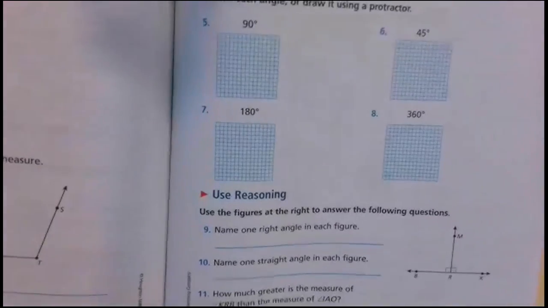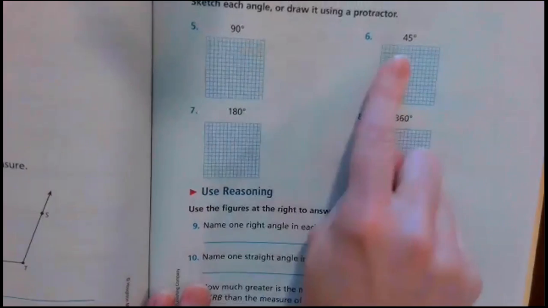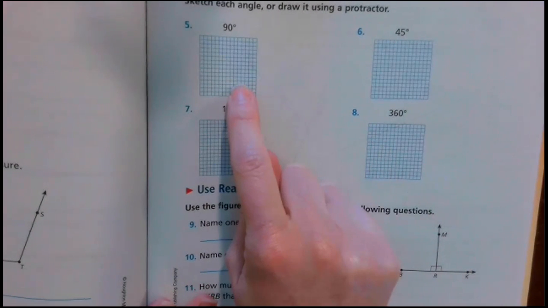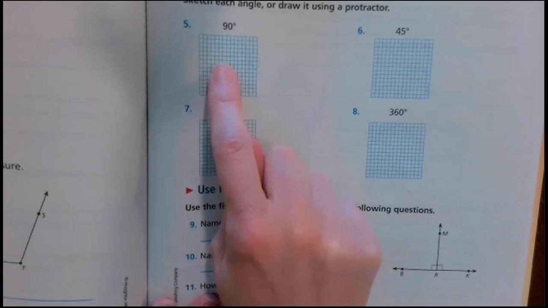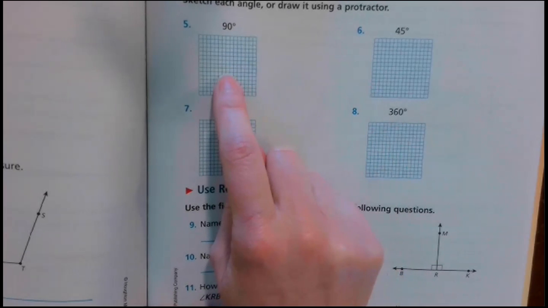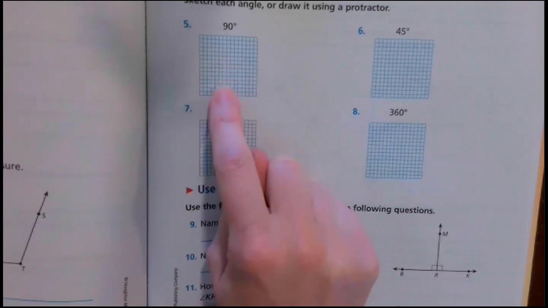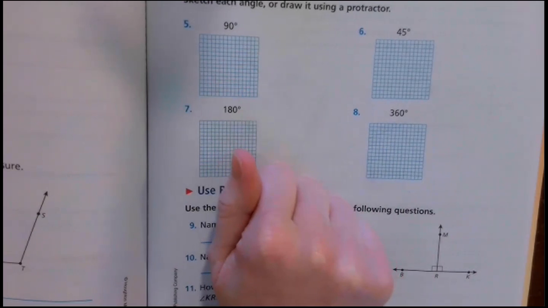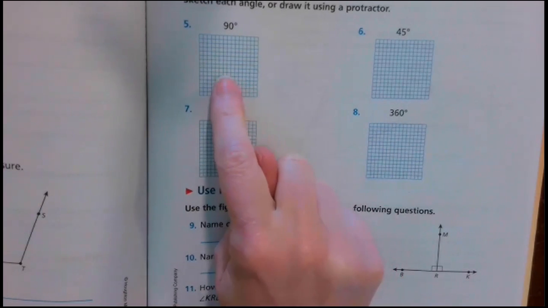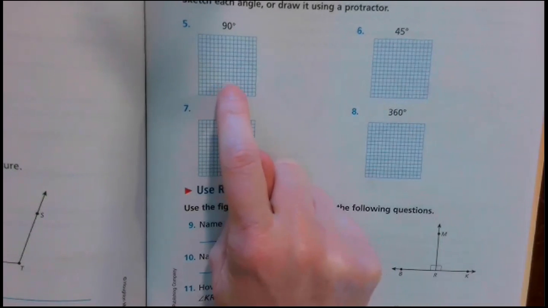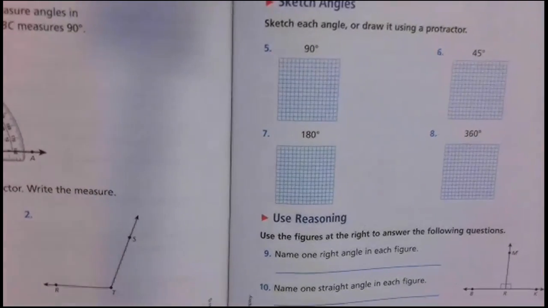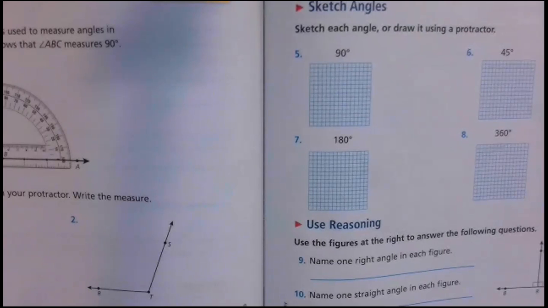So then looking at 5, 6, 7, and 8, we're going to sketch an angle using our protractor, or we can draw it out. Now for 5, we know that we can take this grid paper and make a perfect 90-degree angle without really using our protractor and without using a ruler. We want to use a ruler for straight lines, but I'm going to switch to my iPad so that we can start writing on our book and taking notes that way.